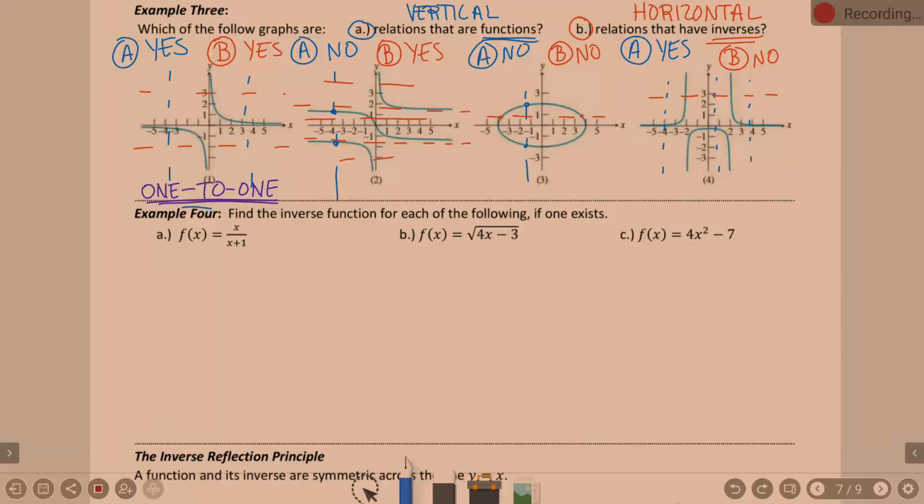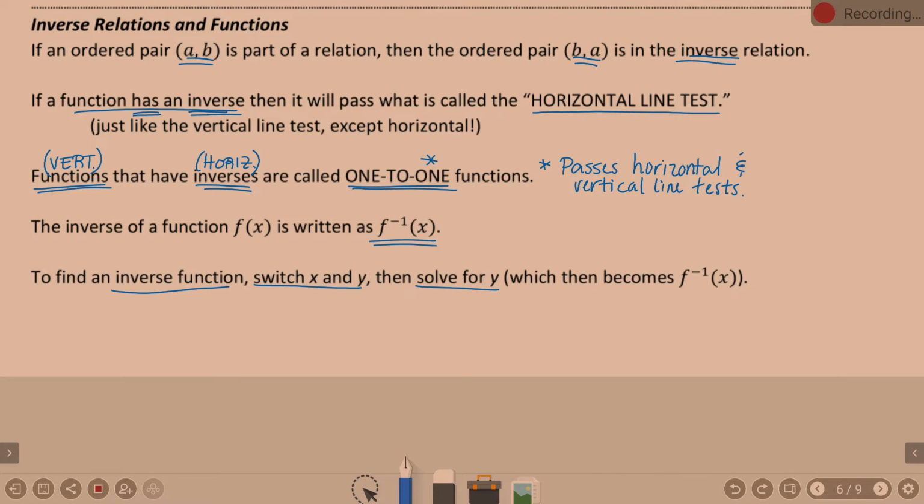Okay, so example 4 asks us to find inverses. First of all, inverses are something we did in Algebra 2. It wouldn't surprise me if they are technically part of Algebra 1 too. I don't know. But in order to find an inverse, we talked about it yesterday. It was at the bottom of the front page. To find an inverse, you're going to switch x and y and then solve for y.